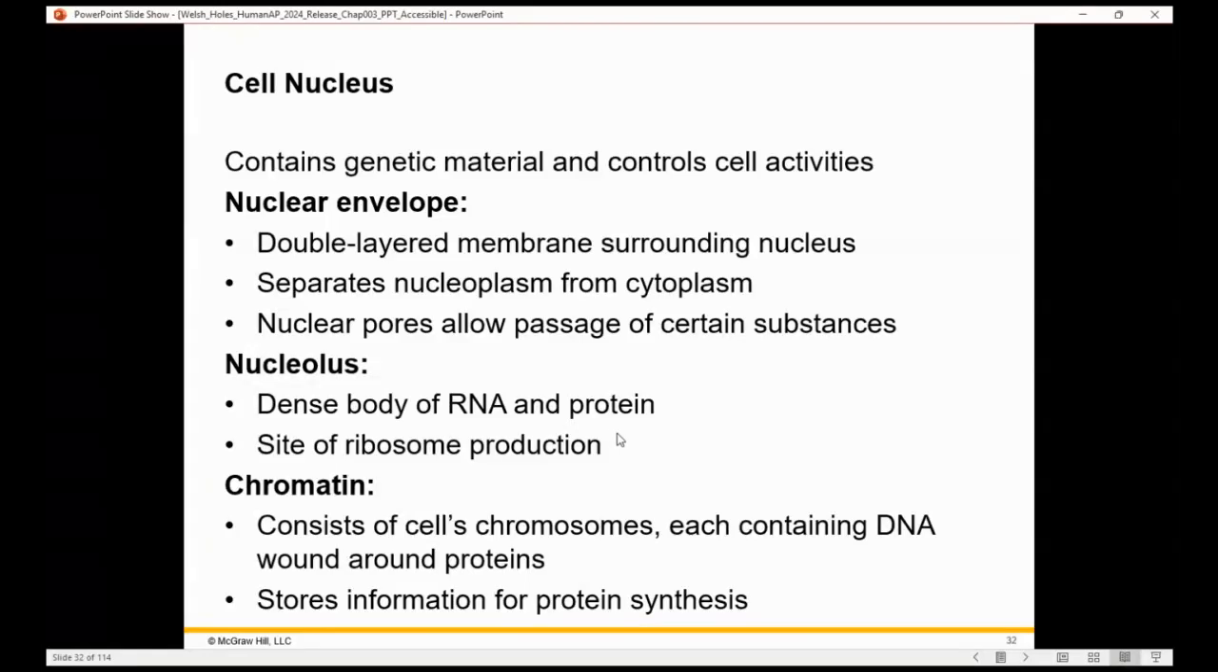In the middle of the nucleus, we'll often see a nucleolus. It's a dense body of RNA and protein. It's a site of ribosome production. And then chromatin. This consists of the cell's chromosomes, each containing DNA, which is wound around proteins. And it stores information for protein synthesis.